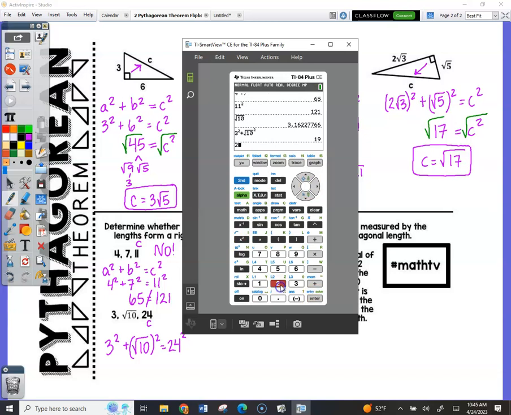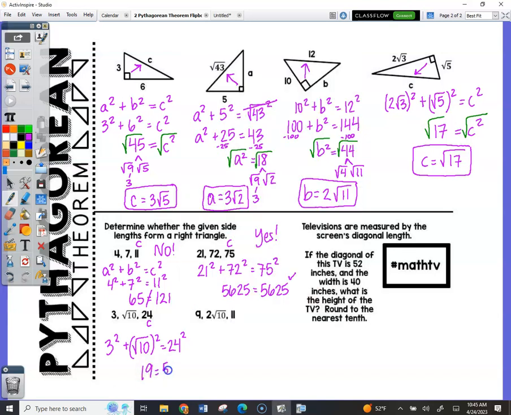Then type the right side in. No. Does 19 equal 576? No. Absolutely not. So the answer is no. Alright, look at the next one.